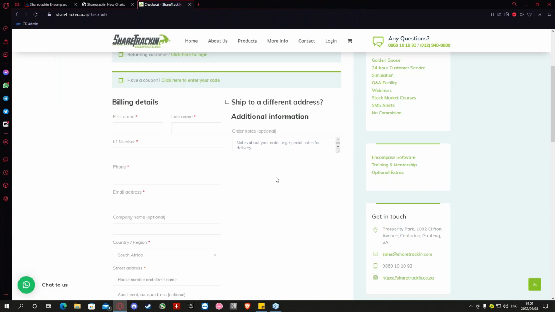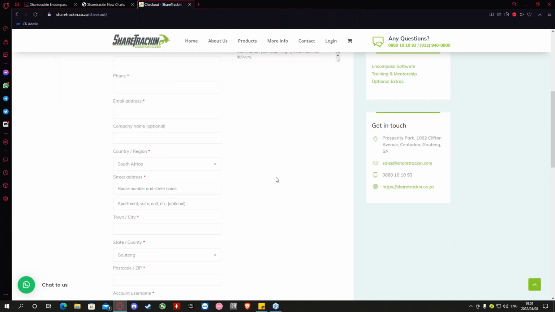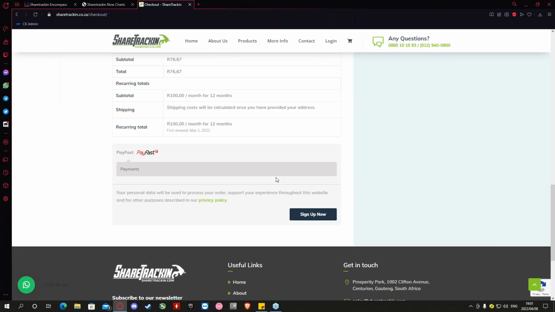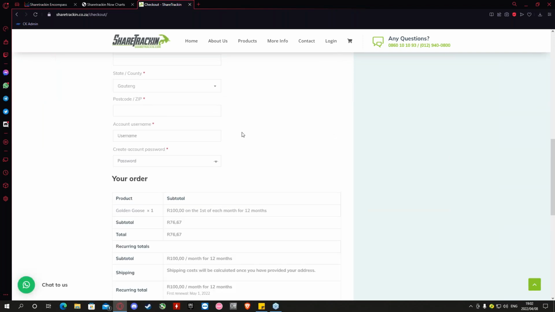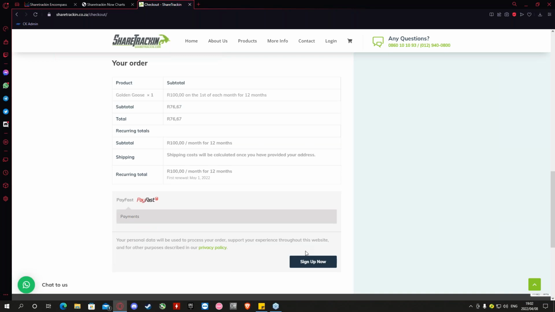Then you need to fill in your details. After you fill in all your details, you go to sign up now, because you'll need to create a username and a password to be able to log into the site. Just say sign up now, and it will take you to the PayFast page, where you put in your card details so that you'll be able to use the Golden Goose.